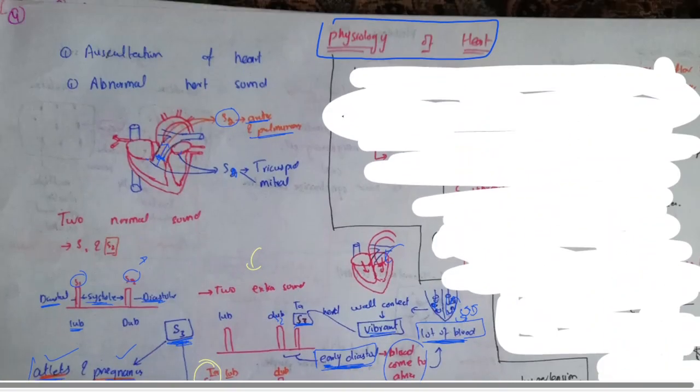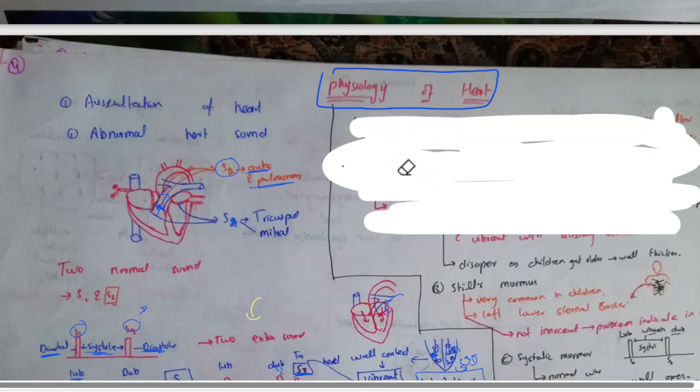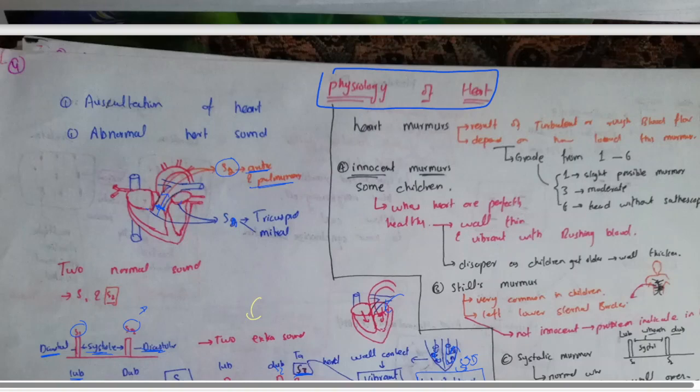Now we come to the other thing. We have explained all the abnormal sounds. Now we will explain the heart murmur. A murmur and a sound are actually different things. A murmur is the result of turbulent or rough blood flow.